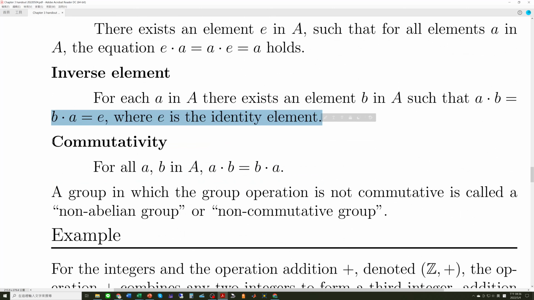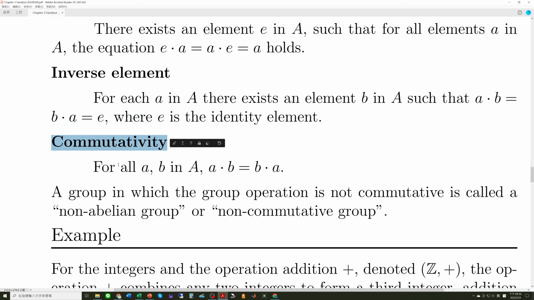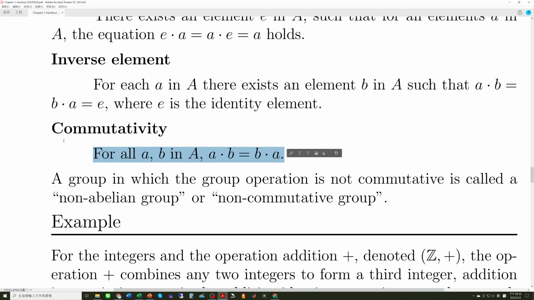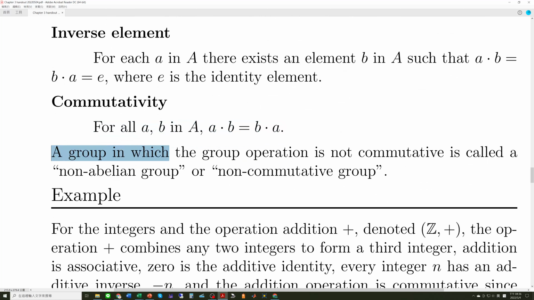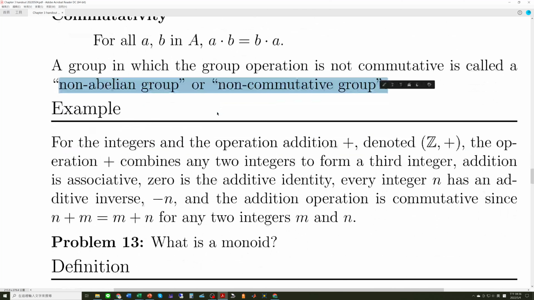Okay, the fourth one is the commutativity. For all a, b in A, a dot b is equal to b dot a. A group in which the group operation is not commutative is called a non-abelian group or non-commutative group. Okay. Let us see an example.